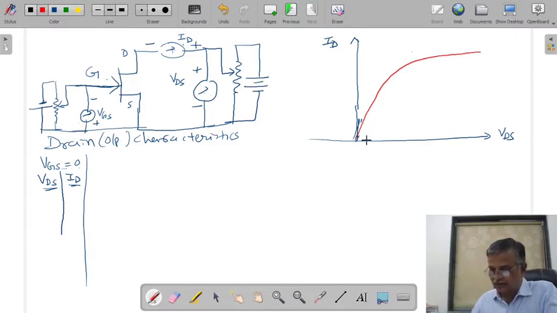And look here, as I increase the VDS, your drain current increases. At a certain value of VDS, your drain current will be saturated. You can say a niche develops, the drain current is saturated. The voltage at which your drain current is saturated is called pinch off voltage.